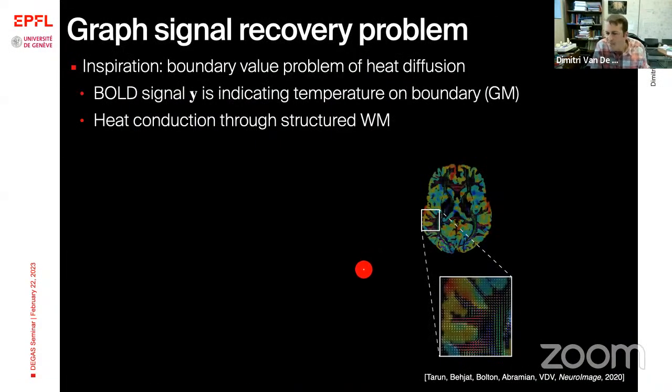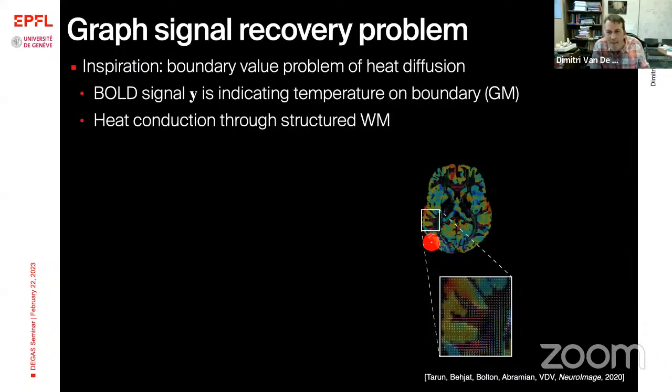One of them we have been tinkering with is to formulate a graph signal recovery problem where we consider the graph signal that we get from fMRI data only on the nodes that are located in the gray matter, because that's the only location where the signal would make sense and is certainly strong enough to be useful.